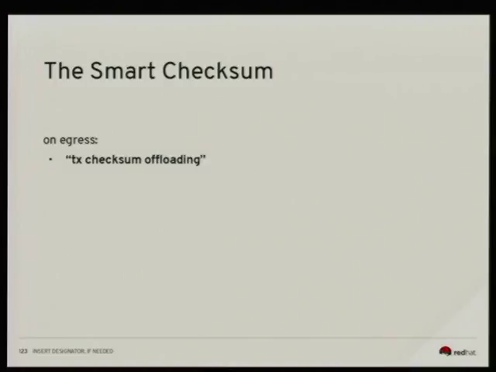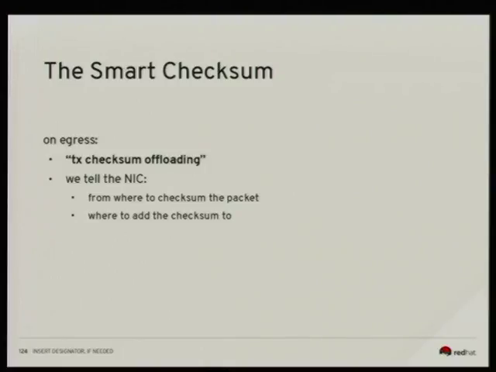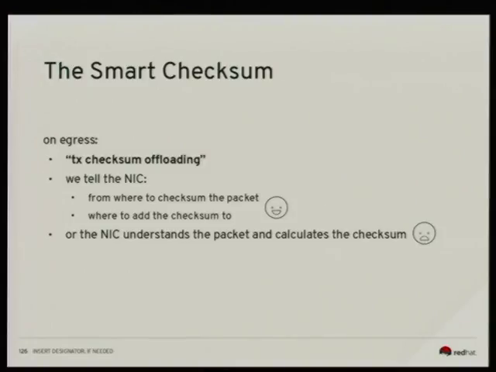On egress, we have TX checksum offloading, which is really similar. Instead of calculating the checksum ourselves, we tell the NIC to calculate it for us. Either we tell it where to checksum the packet and where to put the result into the packet, or some NICs are able to understand the structure of the packet and do the checksum themselves. We don't like those cards, but we do support them. If the hardware does not support this kind of checksumming, we do it in software right before handing the packet over to the card. Remember the validate xmit escape buff function I told you about before? It does this. So it does not calculate the checksum if it's not needed.